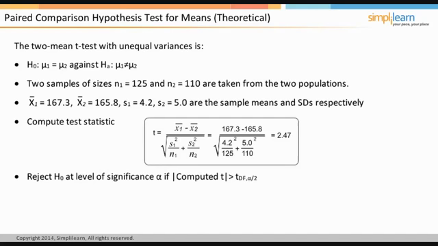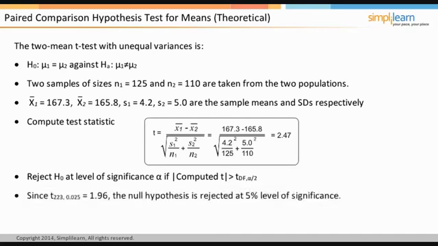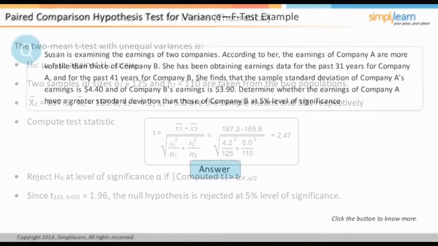Therefore, we're pooling the sample standard deviations in order to calculate t. The variances are weighted by the number of data points in each sample group. Since t of 223 and 0.025 equals 1.96, the null hypothesis is rejected at 5% level of significance. The test used here is known as the paired t-test and is considered a very powerful test. In the next screen, we will look into the example of the paired comparison hypothesis test for variance of f-test.